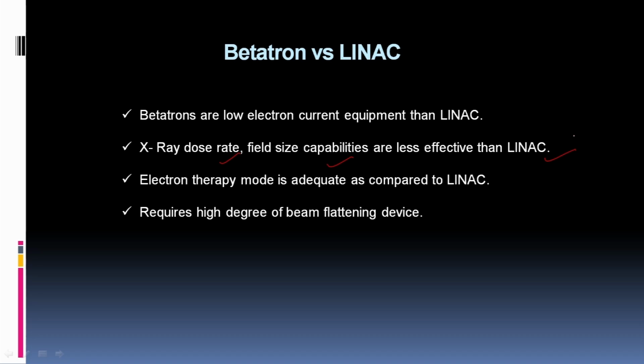oncology field. So Betatrons have the problems of being low current equipment, and the dose rate and field size capability are less effective than LINAC, and even less effective than cobalt. But you should understand that the electron therapy mode is adequate as compared to the linear accelerator.